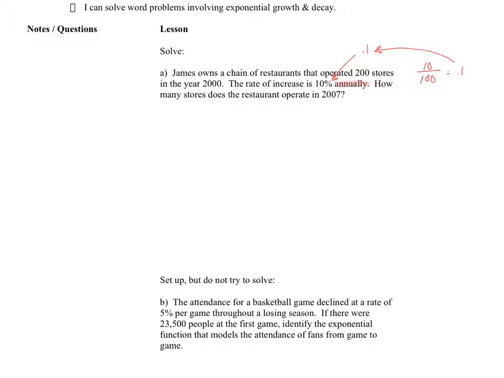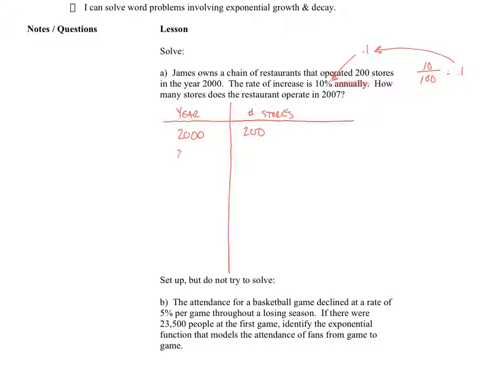So we're going to start off by making a table here. We're going to have whatever year it is, and we're going to have the number of stores. And we're just going to go year by year and kind of figure out how many stores there are each year. So in the year 2000, this is our easy year, he's got 200 stores. Easy.